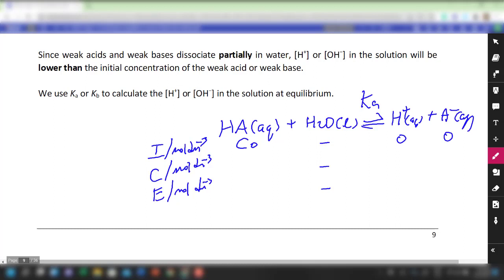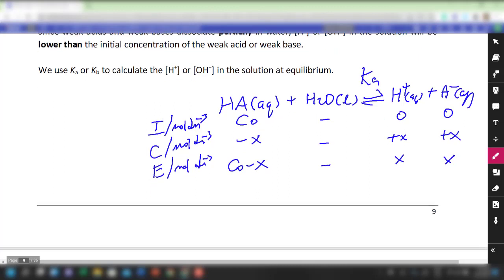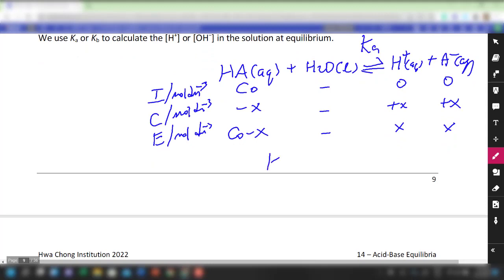Okay, so the change, again we let the change be minus X. Okay, similar to chemical equilibrium. Then we have plus X here. So the equilibrium concentration of HA will be C naught minus X, and then the equilibrium concentration of H plus will be X moles per dm cube and A minus X moles per dm cube. So similar to chemical equilibrium, we define Ka to be the concentration of H plus and A minus together, so that will be X squared over the equilibrium concentration of HA, so that will be C naught minus X.